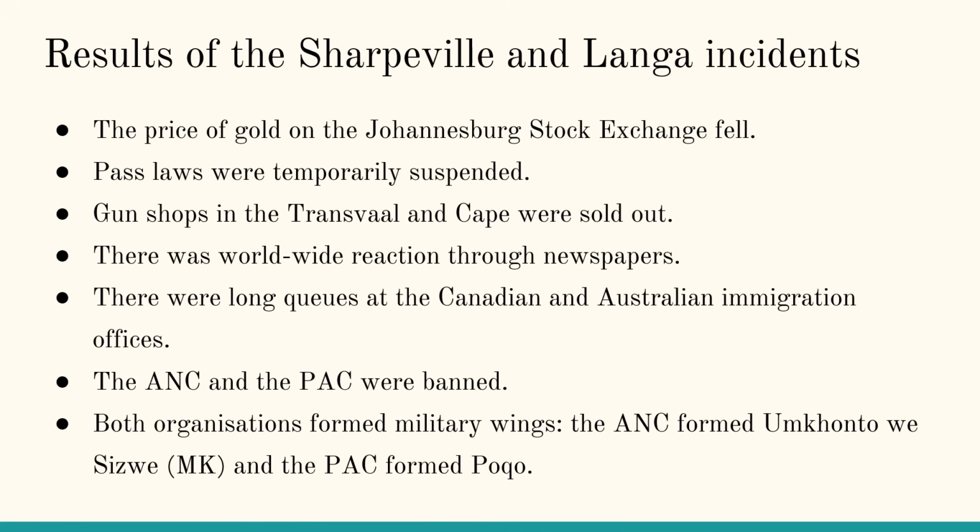The price of gold on the Johannesburg Stock Exchange fell. Pass laws were temporarily suspended. Gun shops in the Transvaal and Cape were sold out. There was worldwide reaction through newspapers. There were long queues at the Canadian and Australian immigration offices. The ANC and the PAC were banned. Both organizations formed military wings. The ANC formed Umkhonto weSizwe and the PAC formed Poqo.